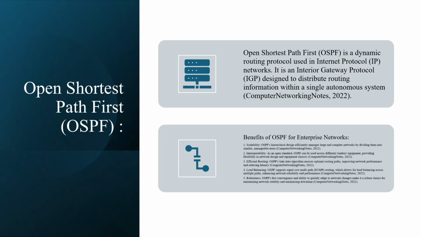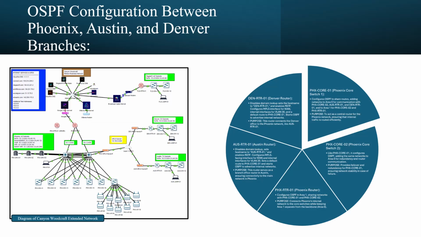It enhances load balancing with equal cost multiple path, ECMP, routing and ensures robustness through fast convergence and adaptability to network changes, minimizing downtime and improving stability.